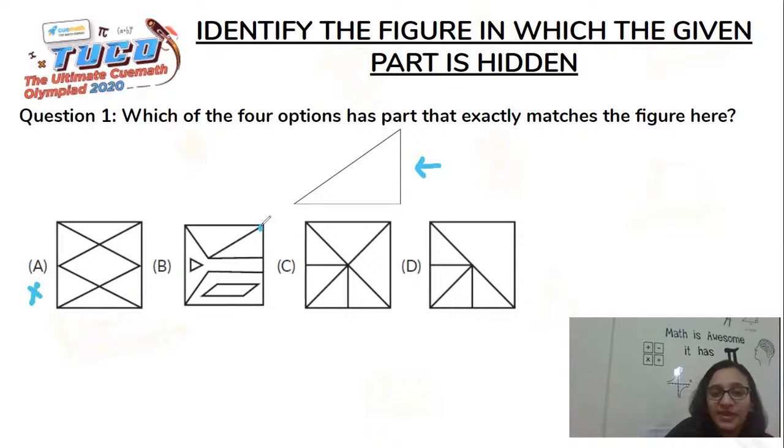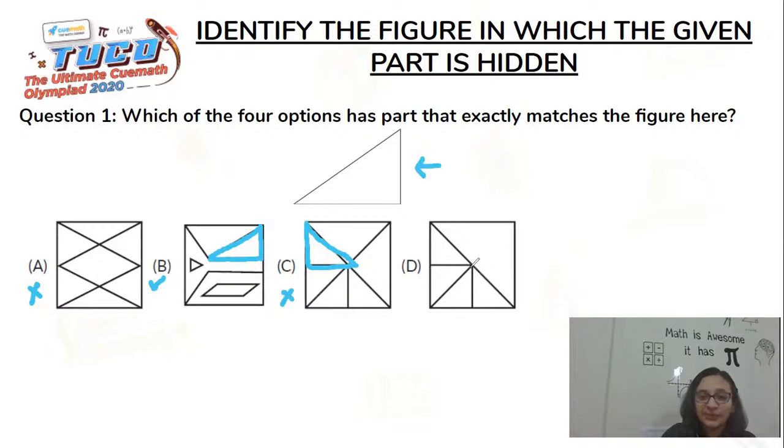Then in option B, we have exactly the same type of triangle in the same orientation as it is given in the question. So this can be one of the correct answers. Coming to option C, we do have a triangle like this, but if you would see, it is the other way around. It is facing the other side. It has got a different orientation to it. It is not exactly the same as what is given in the question. So this cannot be the correct answer.